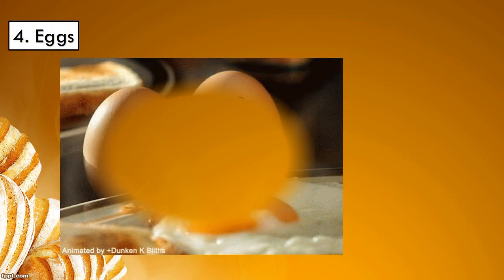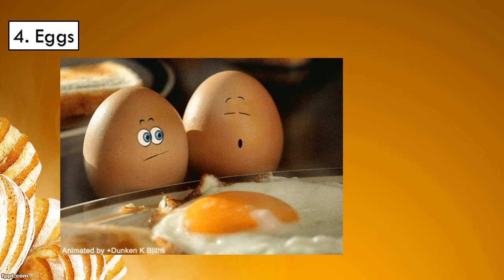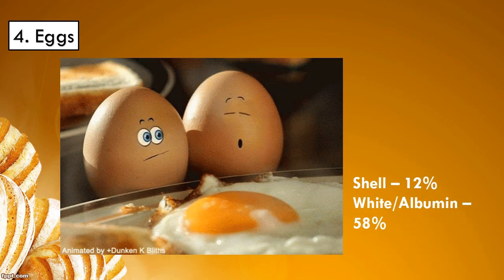Moving to the fourth ingredient, eggs. Eggs play a vital role in bringing a very good texture and taste to the product. It comprises three parts, namely shell, egg white and yolk. Egg shell constitutes around 12%, albumin or egg white around 58%, and yolk around 30%.